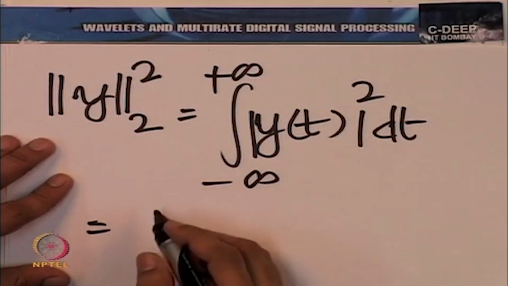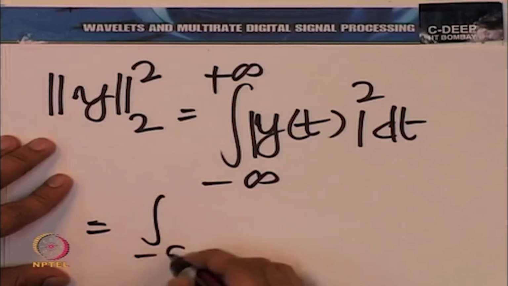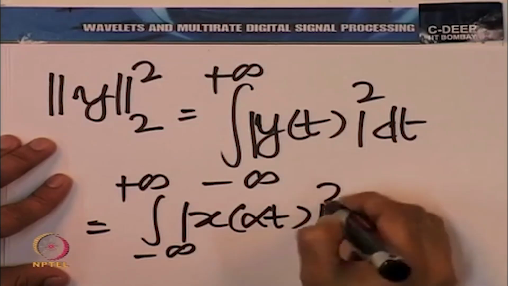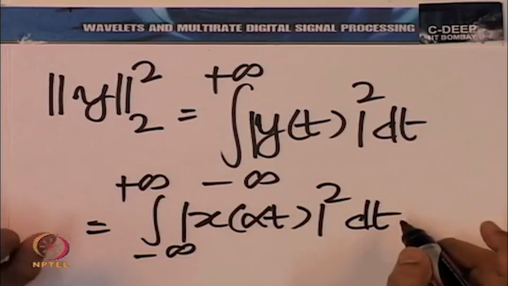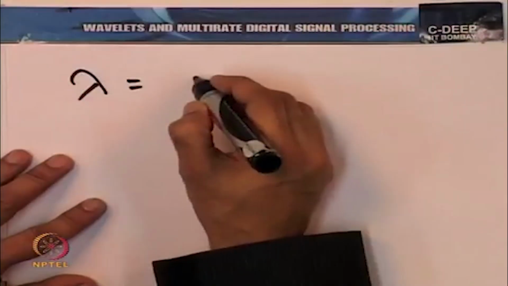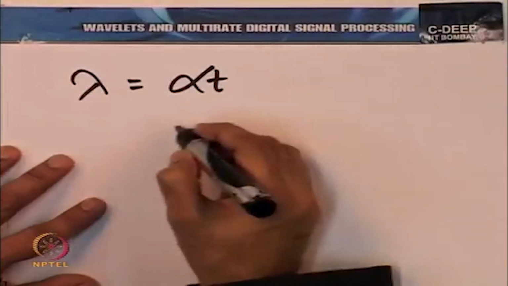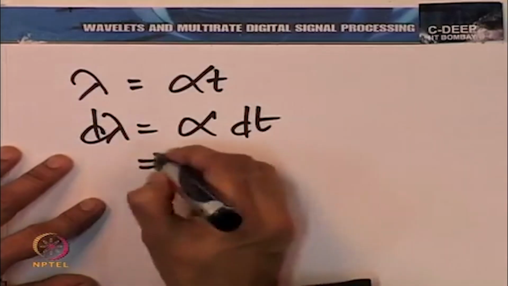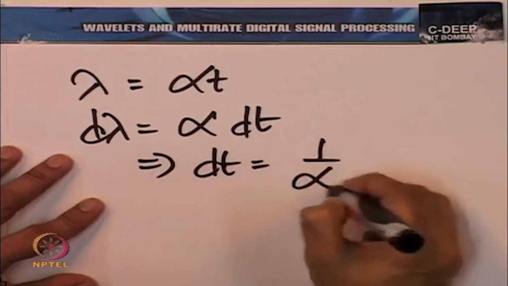The L2 norm squared, I mean. And of course, this is easily seen to be the integral of mod x alpha t squared dt. Now, it is an easy integral to evaluate. All that we need to do is to make a transformation of variable. So, we have lambda equals alpha t, whereupon d lambda is alpha dt, and therefore, dt is 1 by alpha d lambda.